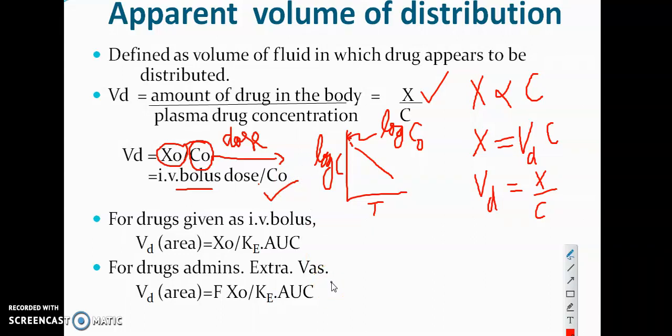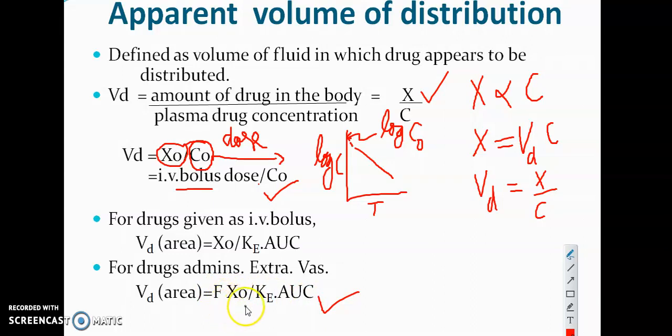So this equation is useful in case of 1 CBM IV bolus, but in case of 1 CBM extravascular, we cannot use this equation to calculate the volume of distribution. We have to use another equation, which is called the model independent equation, meaning this equation is not based on any model. So that's why we can use this equation. Here VD is equal to F X naught over Ke AUC. What is F? F is the fraction bioavailable.